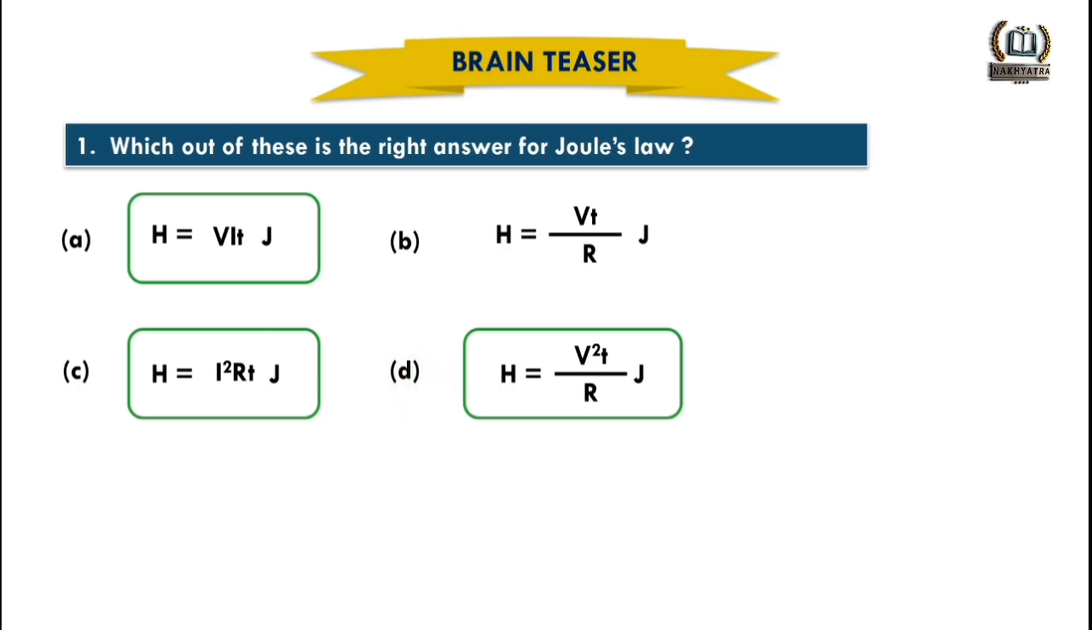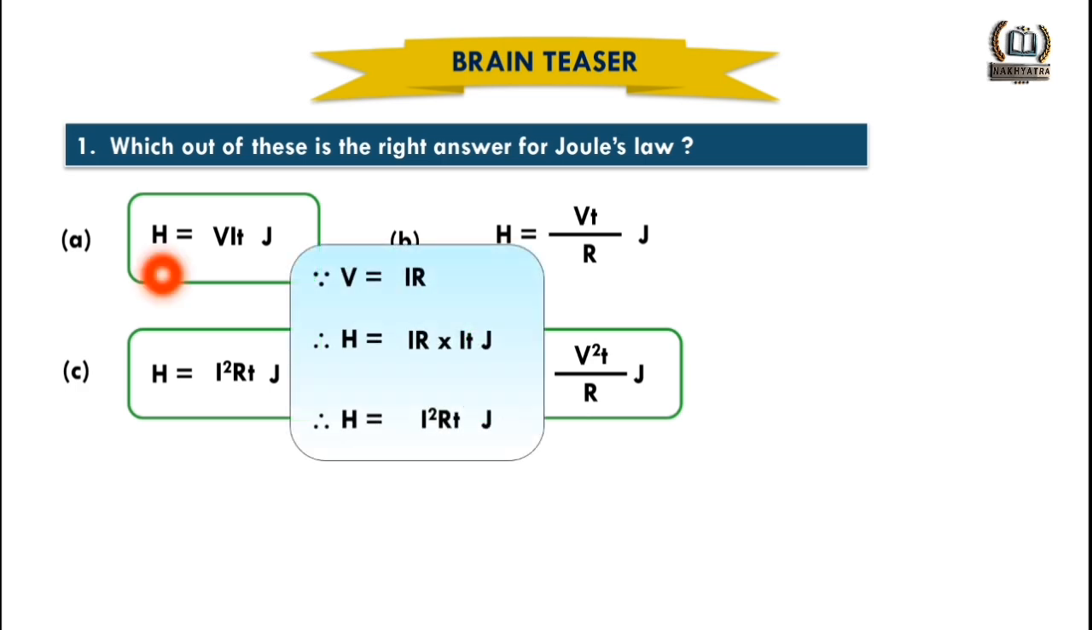See how. We know that V equals I into R, right? And we have H equals V into I into T joule. So if we put the V value as IR, then we will get H equal to I square into RT joule. That is Joule's law, so option A is also correct. And option C, as you can see here, is already given, it is correct.